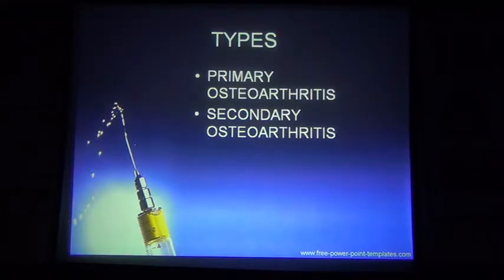Osteoarthritis can be classified into two types: one is primary osteoarthritis, another is secondary osteoarthritis. Primary arthritis is a misnomer. It is called primary arthrosis, osteoarthrosis. It is due mainly to aging. The second thing is the pathology.